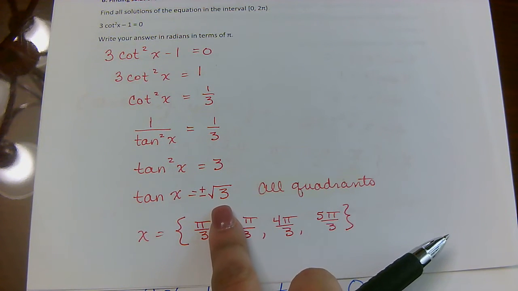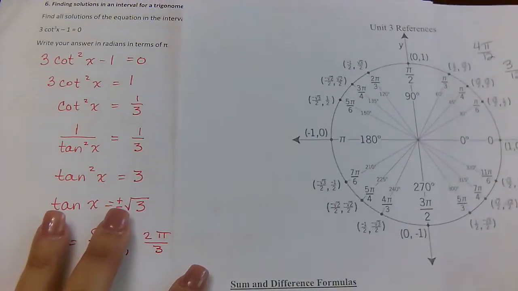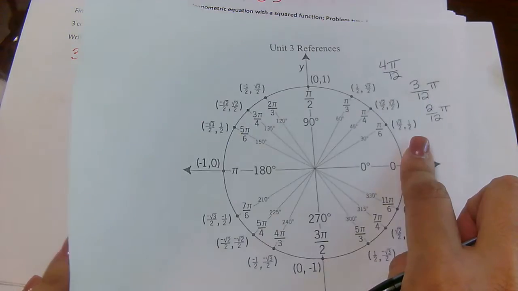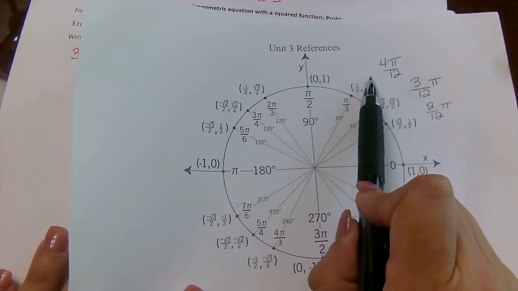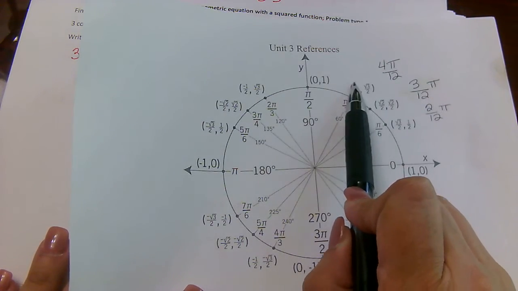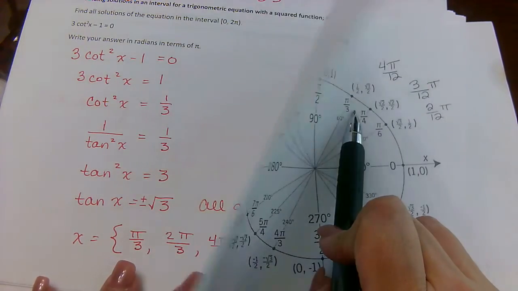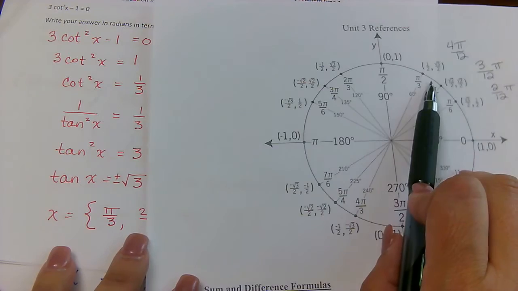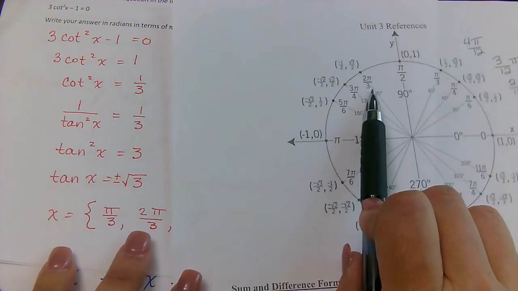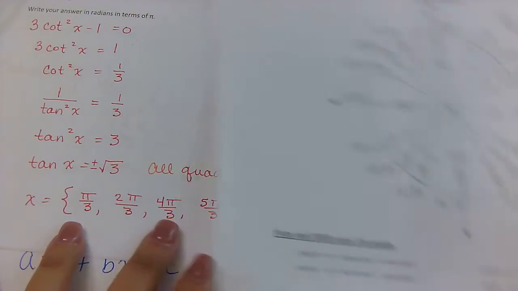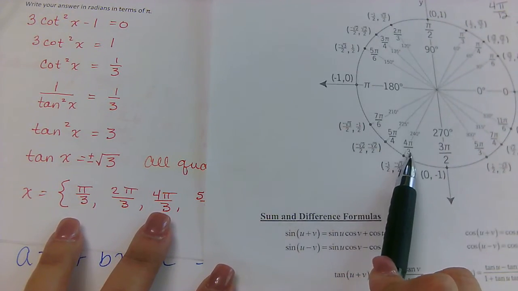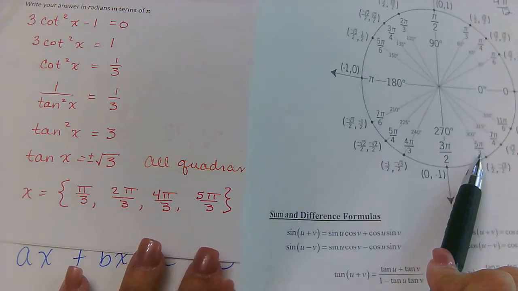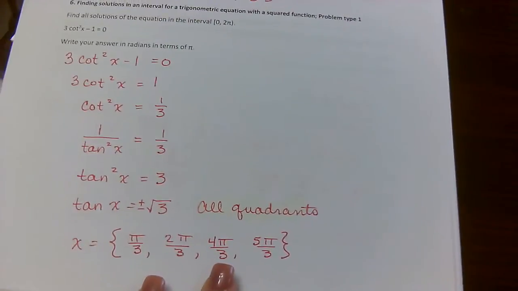We're going to look for every single quadrant where tangent is the square root of 3. Remember, tangent is going to be y over x, so when I'm looking here, I'm looking for the square root of 3 over 1. Our first solution is pi over 3 for quadrant 1. For quadrant 2, it's going to be 2 pi over 3. Then we're going to have 4 pi over 3, and then finally 5 pi over 3. Okay, so now we have all of our solutions.